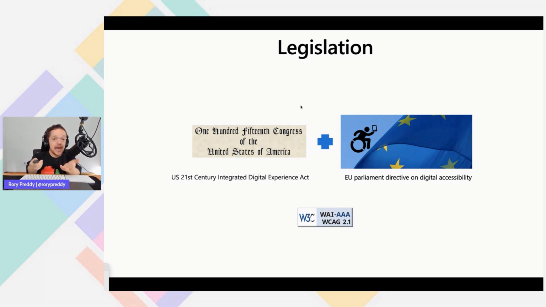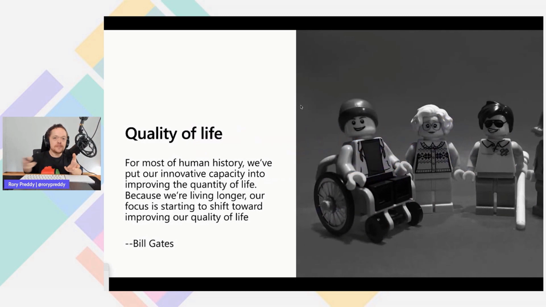And at Microsoft, we have that requirement. So if you have software or a website or even a document, you have to make it compliant. There's also the carrot and the altruistic view. And this is really best summed up by Bill Gates, that says, for most of human history, we put our innovative capacity in improving the quantity of life. More, bigger. Because we're living longer, our focus is starting to shift towards improving the quality of life, looking holistically and creating better experiences for everyone. Remember what I said to you about accessibility? It's everyone can enjoy your product.